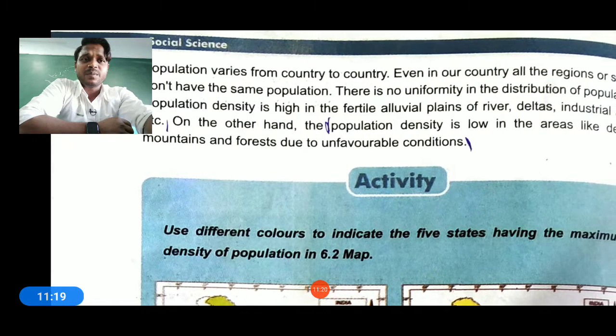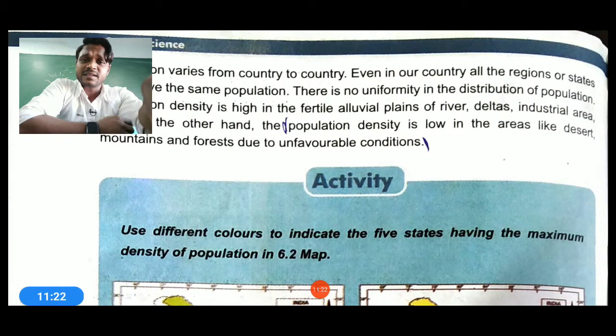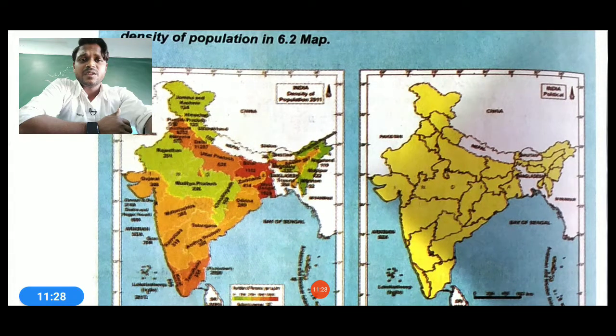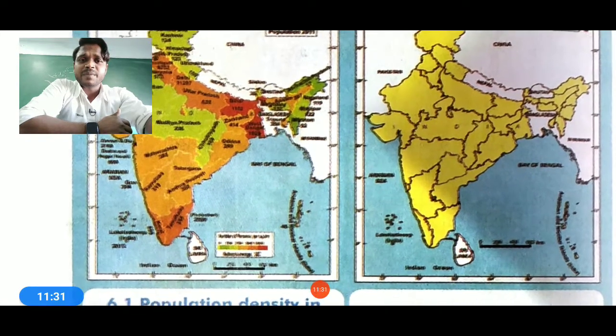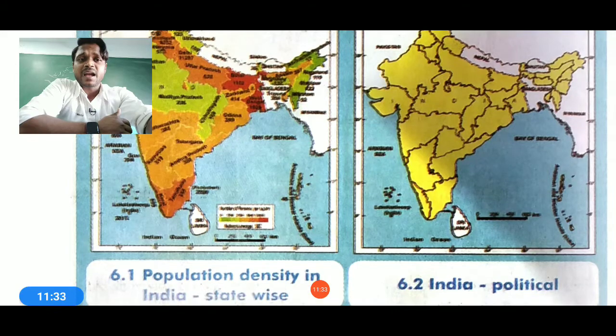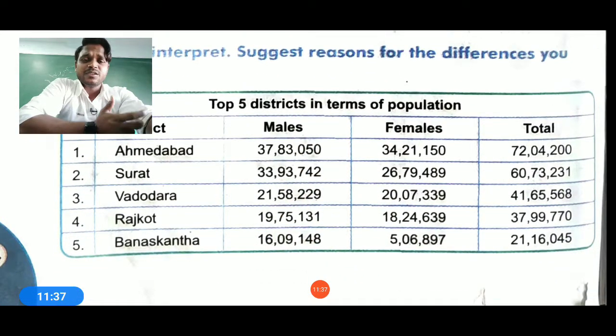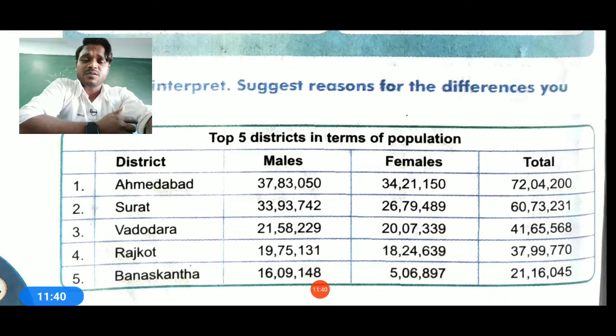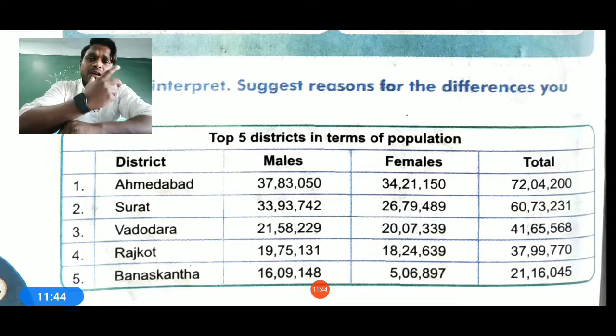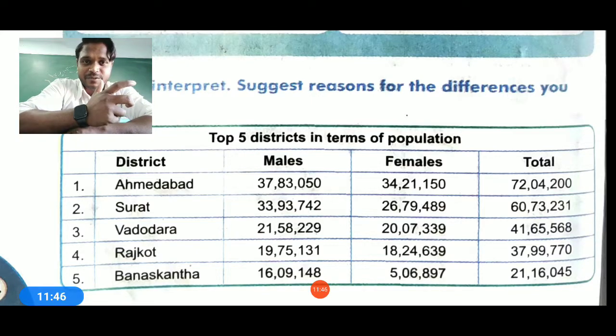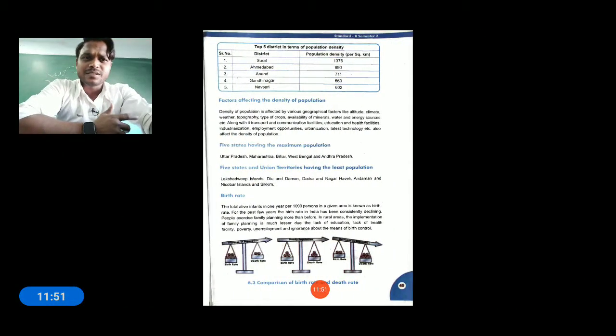On the other hand, population density is low in areas like deserts and mountainous areas due to unfavorable climate and no industries too. So you can see here, you can check it out, the map is showing you the dense population and the less populated areas. Okay, so you can also go with the chart with the 5 districts: Ahmedabad, Gujarat, Vadodara, Rajkot and Banaskantha. But my dear students, this is the old calculation. You need to calculate the recent value also, and Google can help you in that. So this is the general thing.